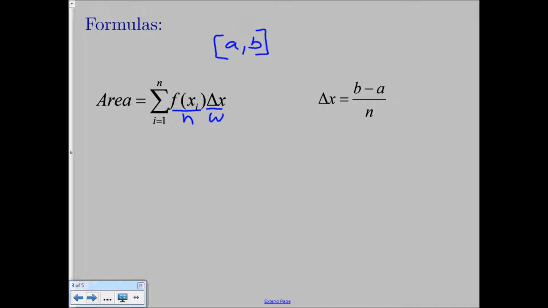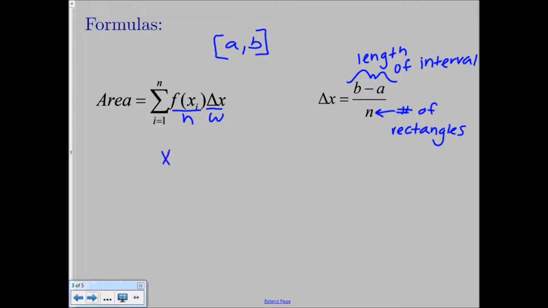So delta x is always just going to be b minus a, which is the length of your interval, and then you divide it by n, which is the number of rectangles. And then you might also be saying, how do I find xi? Well, xi really depends on your graph and if you're using what we call LRAM or RRAM, which are some weird things. Before we move on to the next slide, another name for this is called a Riemann sum.